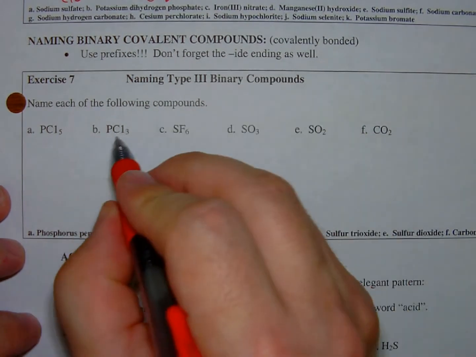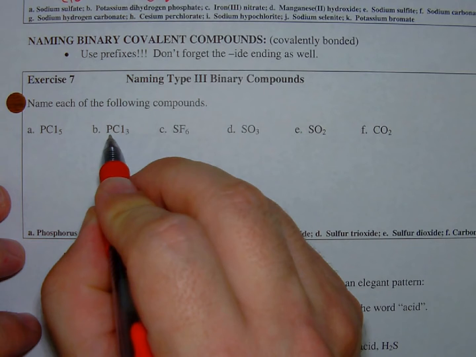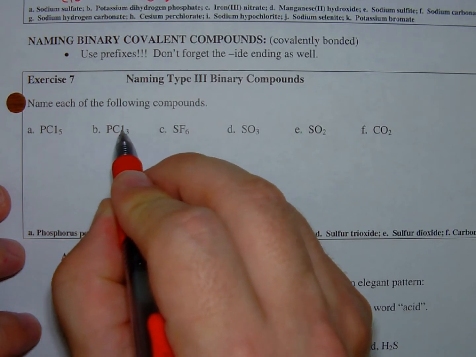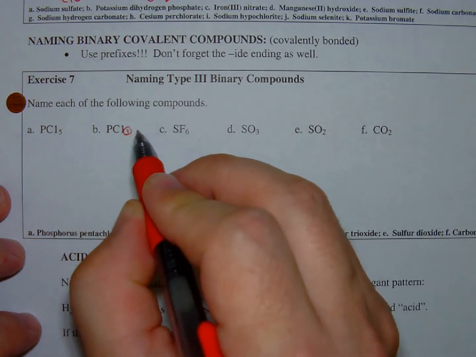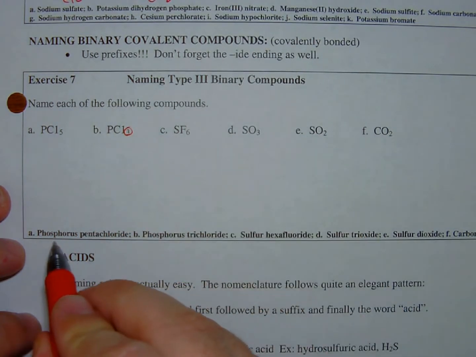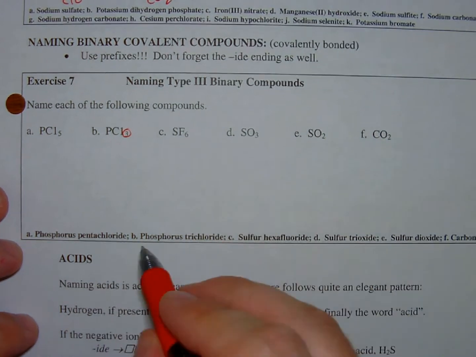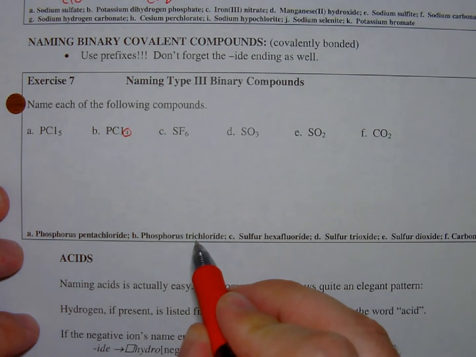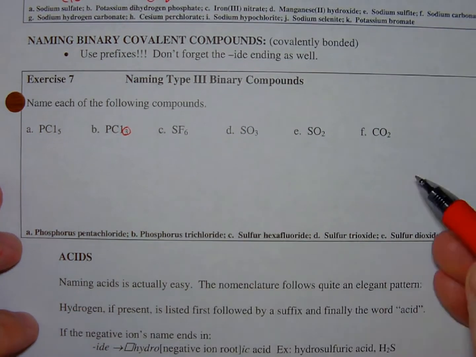As opposed to this substance, B, which has the same phosphorus. Here's a chloride, but there's 3 of them. So instead of phosphorus pentachloride, this will be phosphorus trichloride, because there's 3 chlorides.